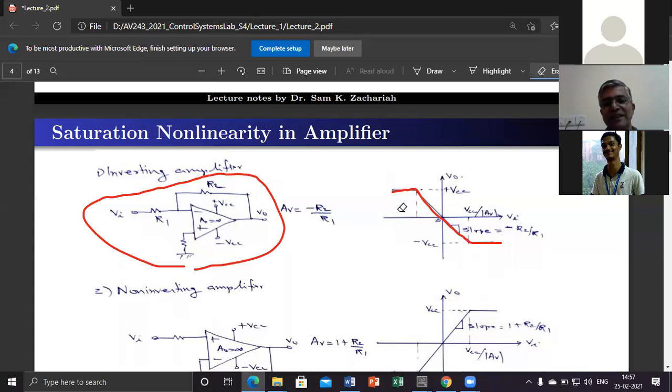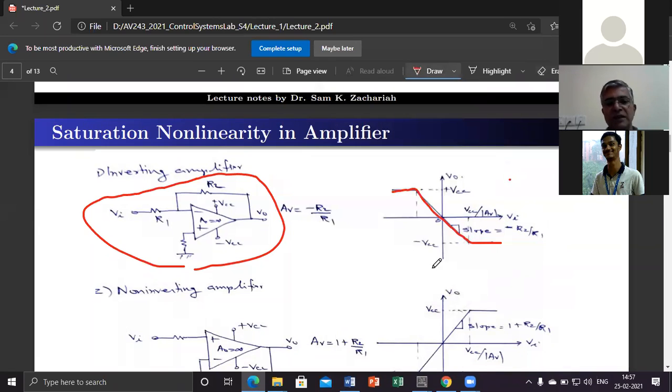Here, the superposition theorem fails: we cannot add the inputs to get the output as the addition, or multiply the input to get the multiplied output, once it crosses this nonlinear zone.